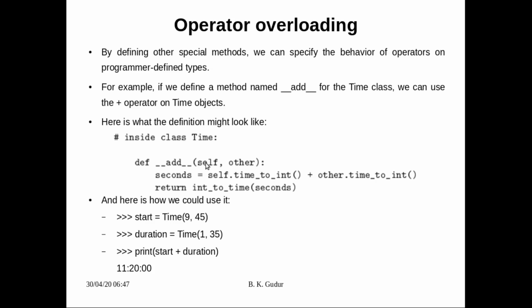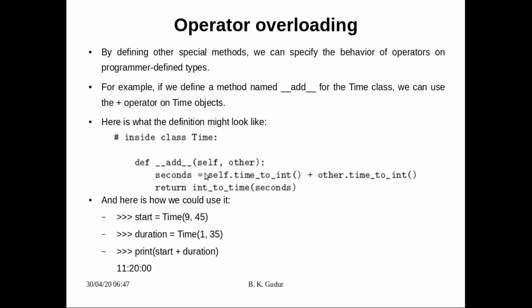It is going to take one object, the object of type Time, and another. Because it is an add, obviously we want to add two time objects. One will be the self object on which we have called the method, and another one is the other object, the one that should be added to it.